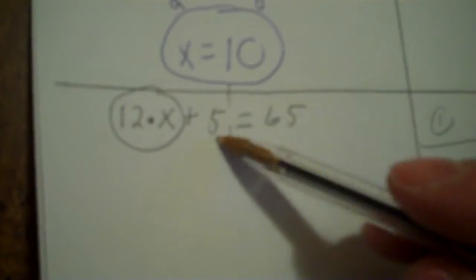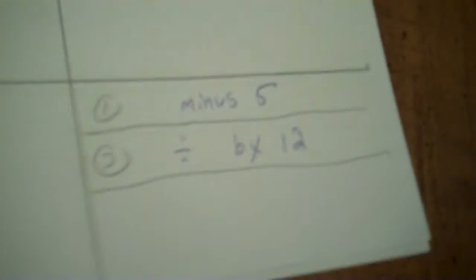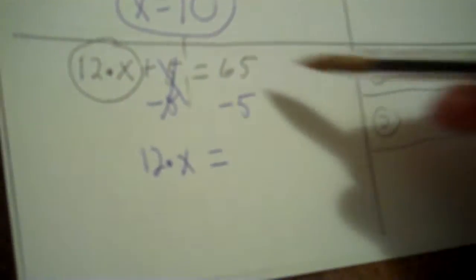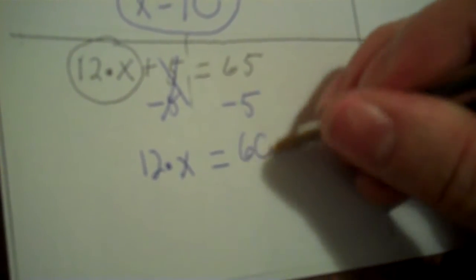Okay, then there's two numbers, so I see plus 5, I need to minus 5. And then I go inside the bubble, then I'll need to divide by 12. So minus 5, minus 5, and then 65 minus 5 is 60, okay, and then I divide by 12. So underline, put your 12, underline the 60 and put the 12 again. So I take 60 divided by 12, and x equals 5.